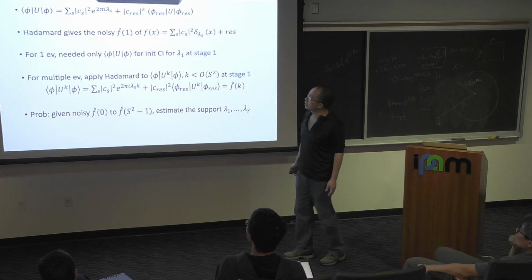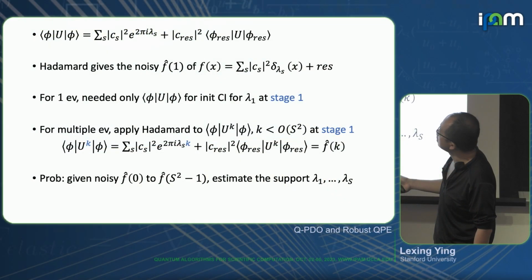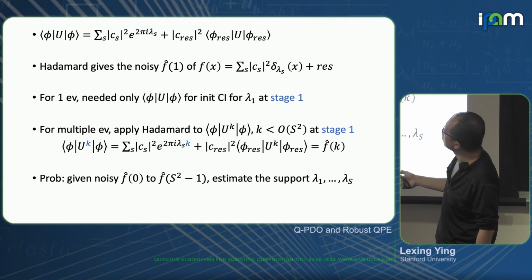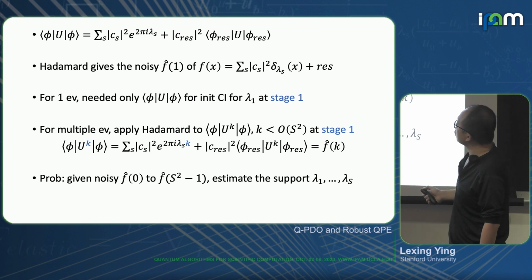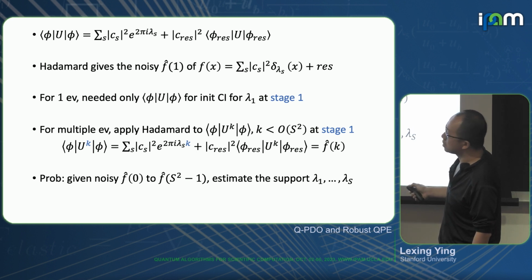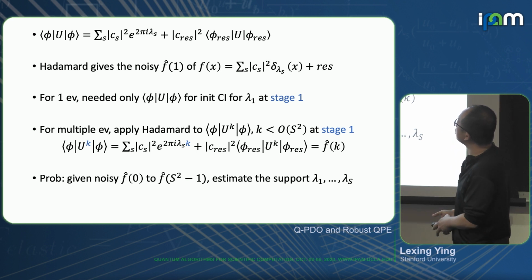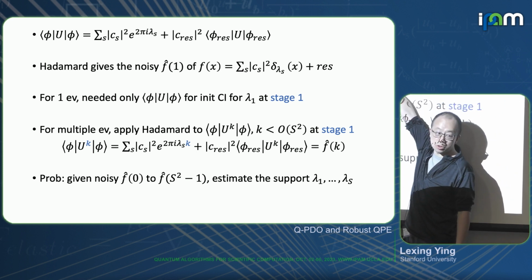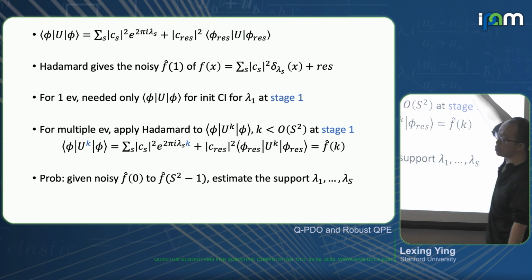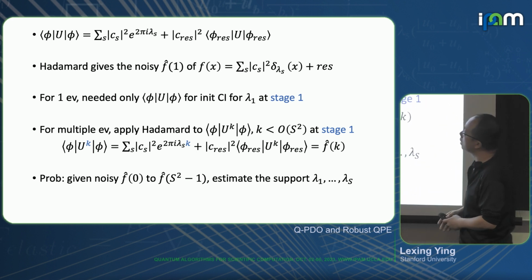Now, the idea is very simple. If you take a look at what the Hadamard test gives you, it is actually the sum of |C_s|^2 times e^(2 pi i lambda_s), plus some residual. In fact, this quantity is the first mode of the Fourier transform of this function f(x), which is defined by putting a bunch of deltas at lambda s with weights given by |C_s|^2, plus some kind of residual which we don't know about. You can think of this as adversarial noise.